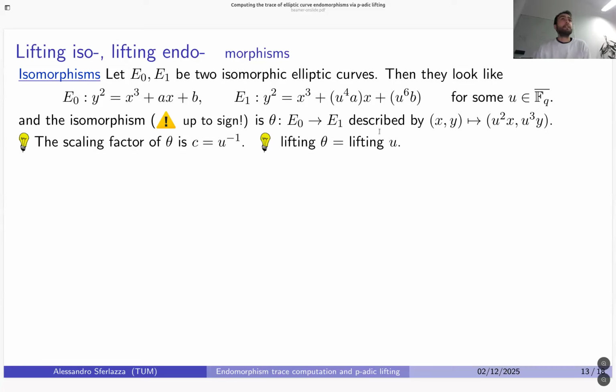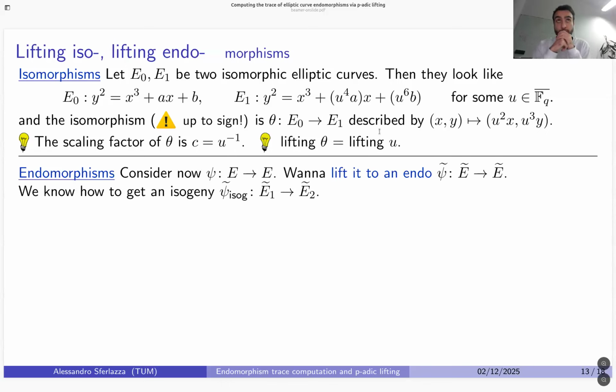Why do we ever need that? Because now consider, let's go to the juicy bit. Consider the situation where we've got an endomorphism and we want the lift to also be an endomorphism, like a proper thing that goes from a curve to the same curve.